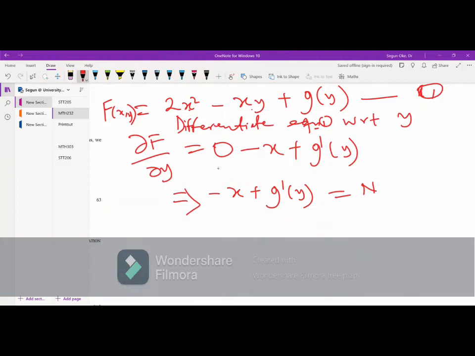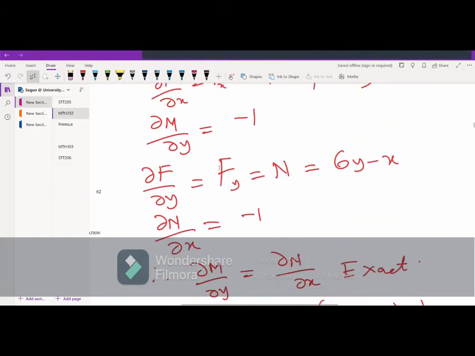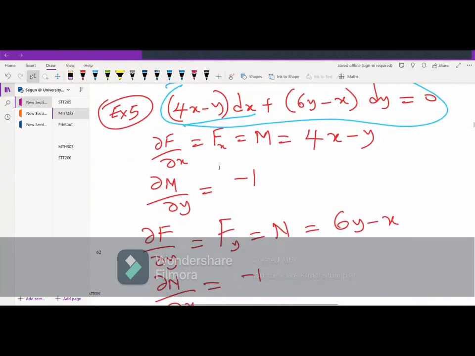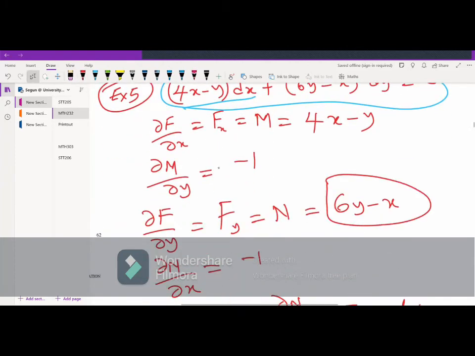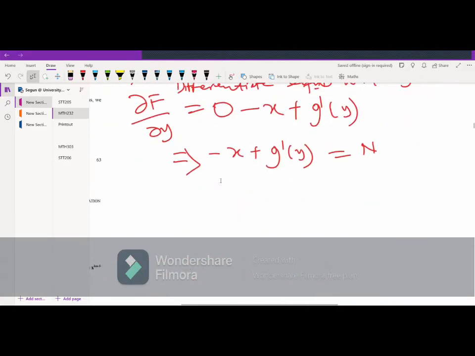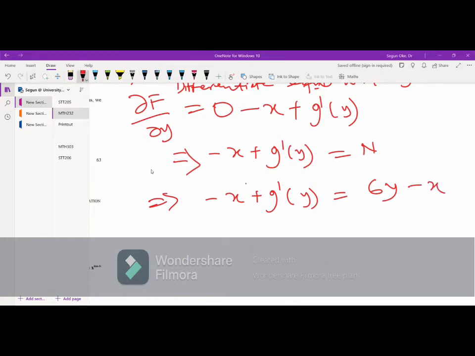So what is our N from definition? Our N is 6y minus x. Substitute it there so that some items can cancel. So we are going to have minus x plus g prime of y equals 6y minus x. You and I know that this one cancels this. Do you agree with me? So we have g prime of y equals 6y.